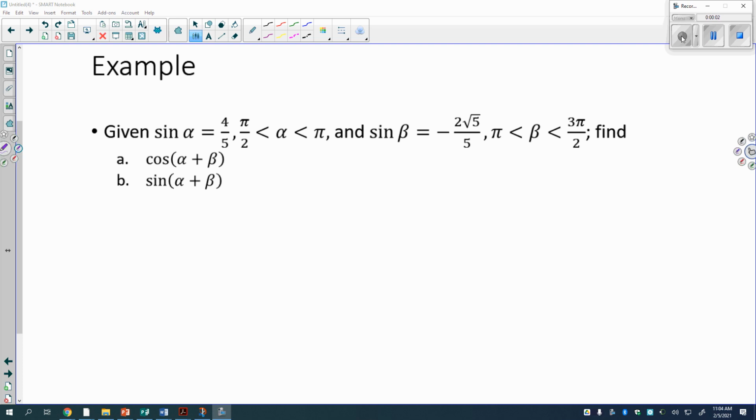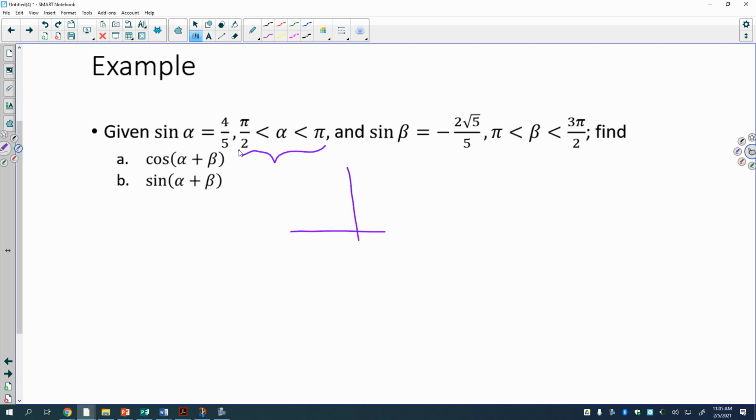Not everything we do is going to just be, oh, here, find a couple of things that add up to whatever this angle is and work through it, or subtract and work through it. This kind of thing is a bit different. I've got an alpha value and a beta value, both with signs in this case. What I'm going to do, I'm going to look at both of these. Pi over 2 less than alpha less than pi, that tells me I'm working in the second quadrant.